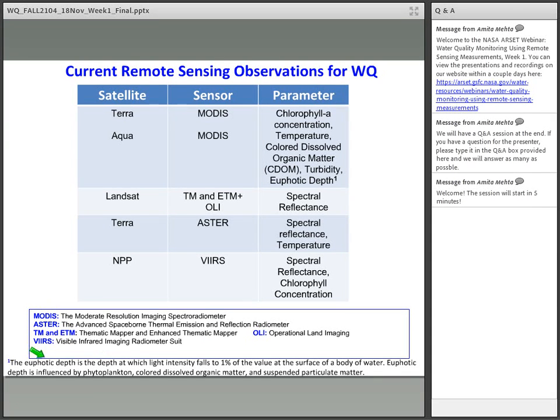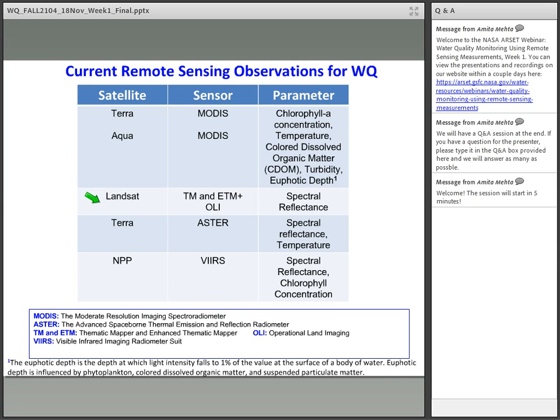So euphotic depth is the depth in the water where light intensity falls, and that depends on a number of water quality parameters: phytoplankton, colored dissolved organic matter, suspended particulate matter. All these affect how deep light can penetrate inside a water body, and that depth is a measure that's known as euphotic depth, and that also is available from MODIS.